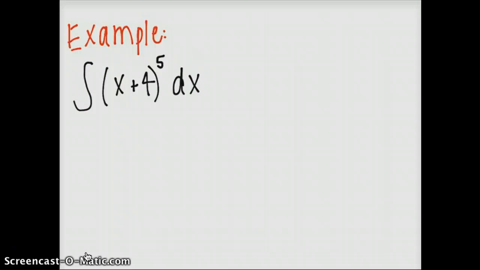In this example, u is x plus 4, and this makes du equal dx. So substituting both for x plus 4 and for dx in the equation, we have the integral of u to the 5th du.